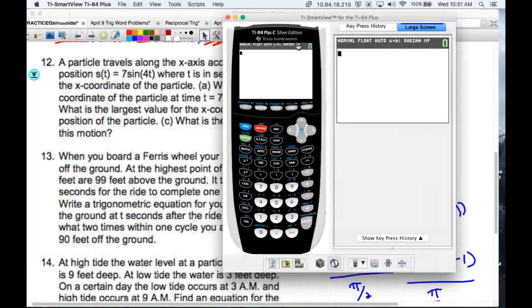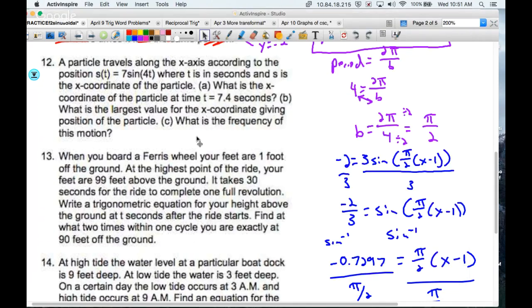So 7 sine of 4 times 7.4. Its x position is going to be -6.79. So for that one, -6.79 x units. What is the largest value? Well, we can get that just from the amplitude. So the largest value is just going to be 7.